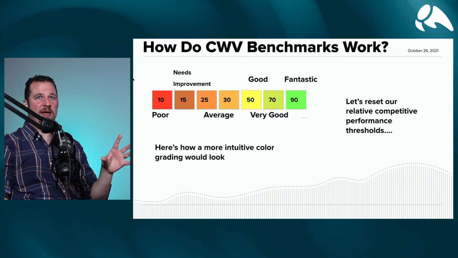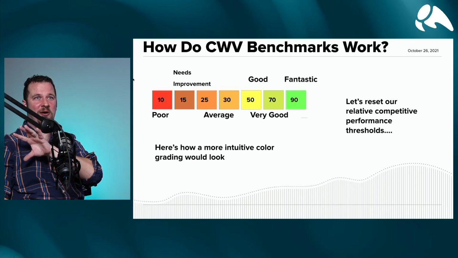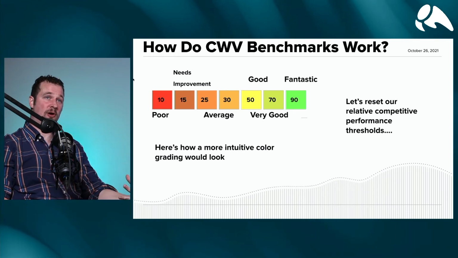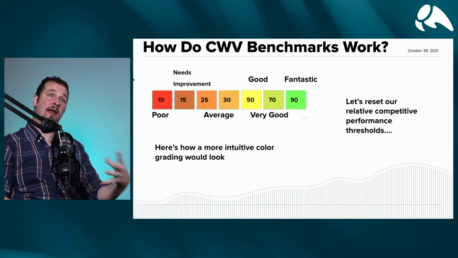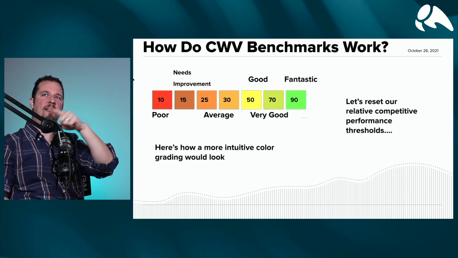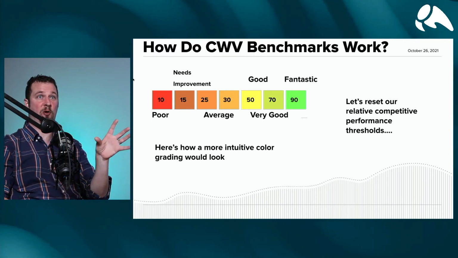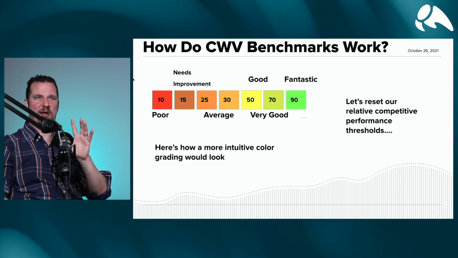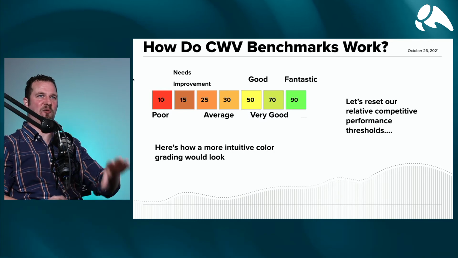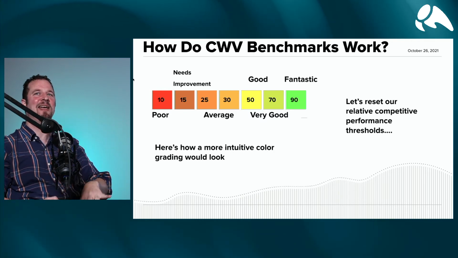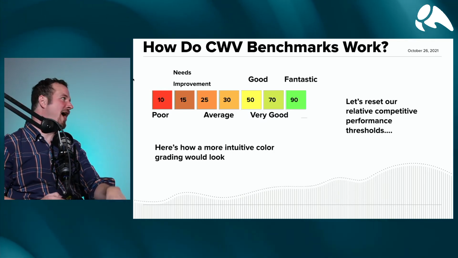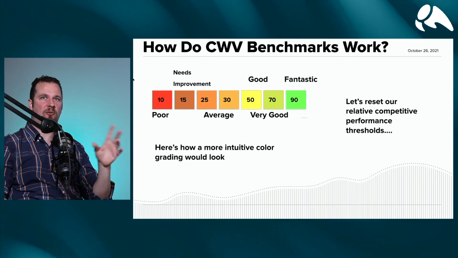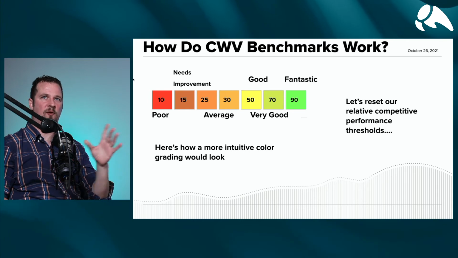So bear with me. This is Dan O'Leary's color scale, right? This is not what Google presents. But if I were to present a more intuitive color scale and communicate this with clients or our audience members today, let's reset our relative competitive performance thresholds and give them a little bit better shading, because there's different colors besides just red, yellow, green, right? There's yellow, green, there's red, orange. So you can see 10, poor, 15, 25, 30, you're going into the needs improvement average.